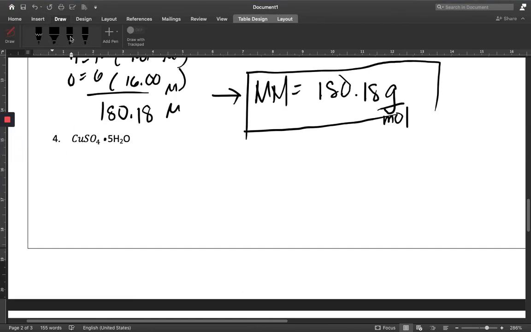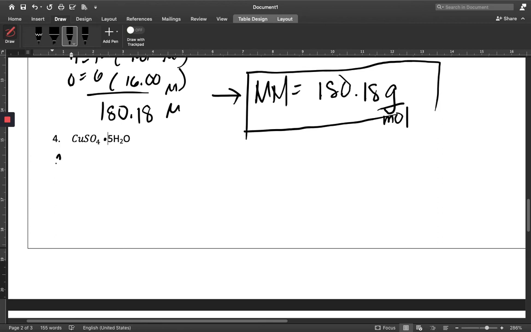Now our last example is a hydrate. Okay, so it is an ionic compound with water molecules attached to it. So you might have noticed that there's a dot between these two formulas. It's just like saying that five water molecules are attached to the copper sulfate. So what we are going to do here is just add the formula masses for both copper sulfate and the water molecule.